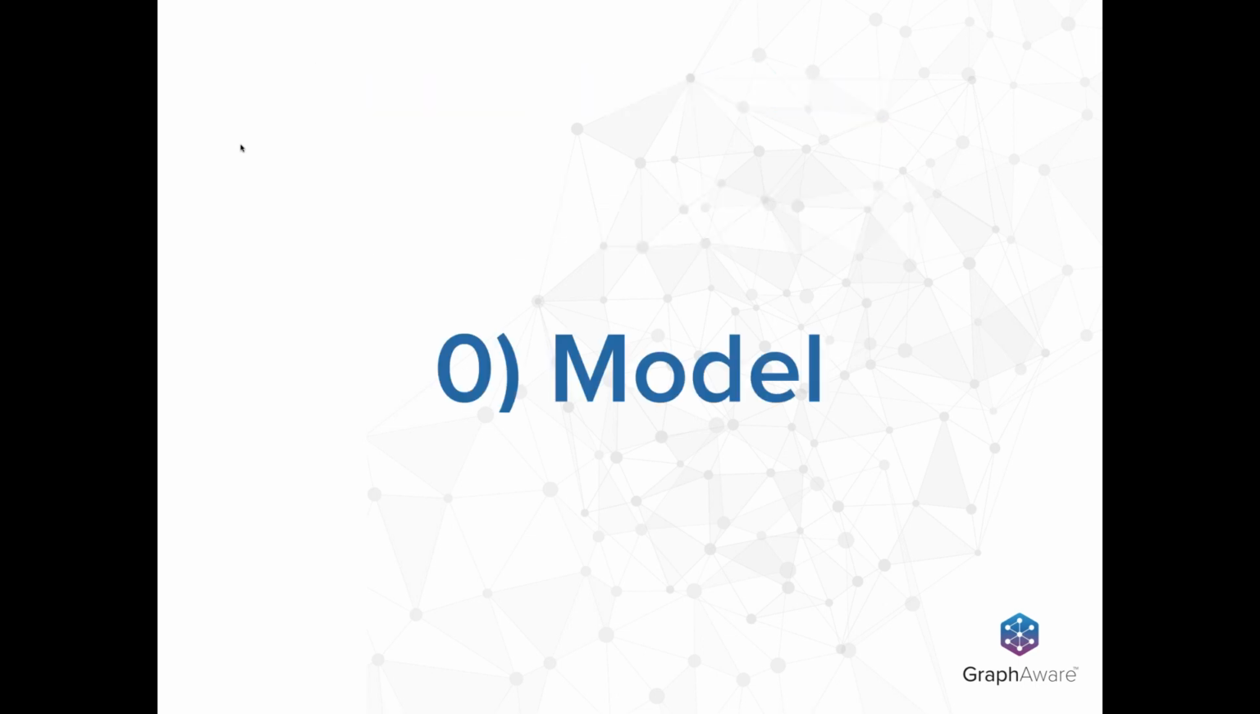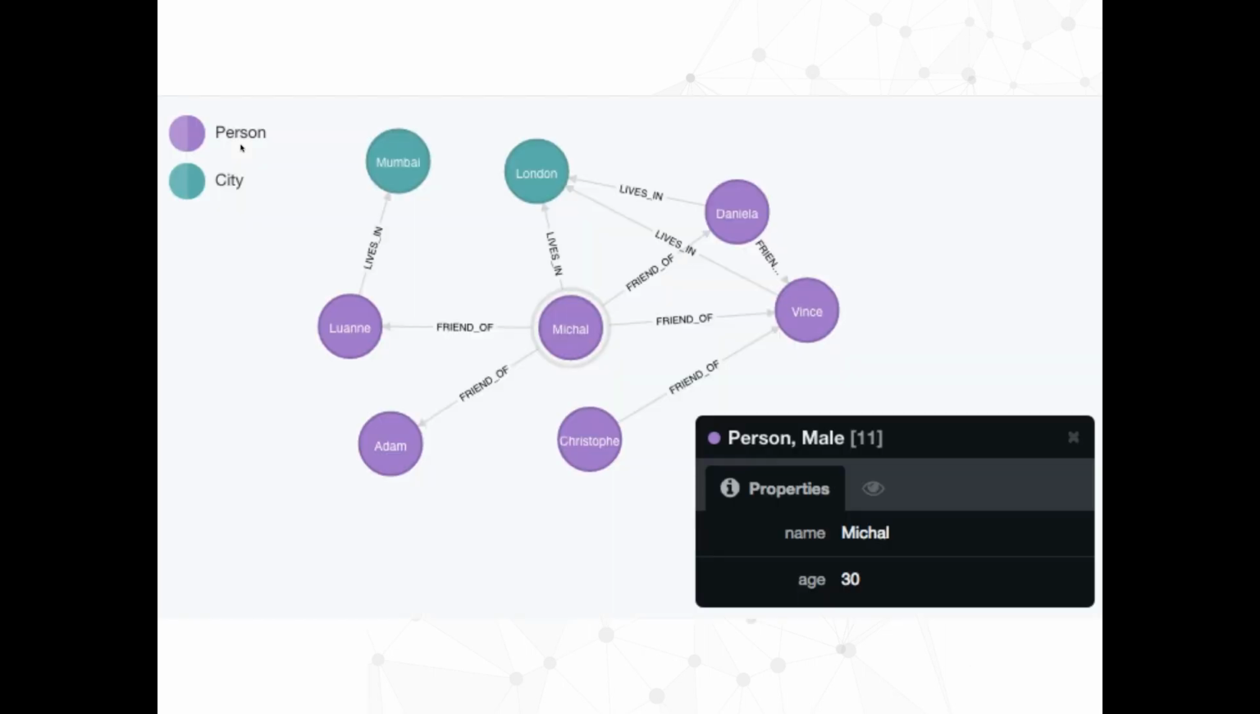So step 0, sort of a preliminary stage, is to come up with a graph model. So we're recommending people you should be friends with. So the model we're going to be working with here is just a very simple model with 2 kinds of nodes. We have the purple ones, which are people, and we have the green ones, which are cities.